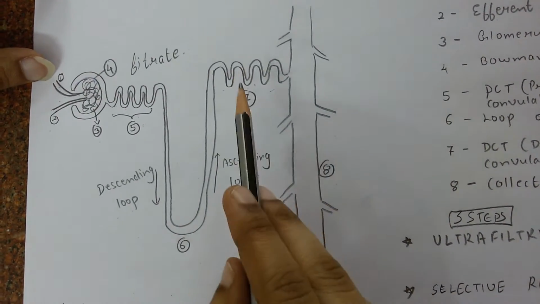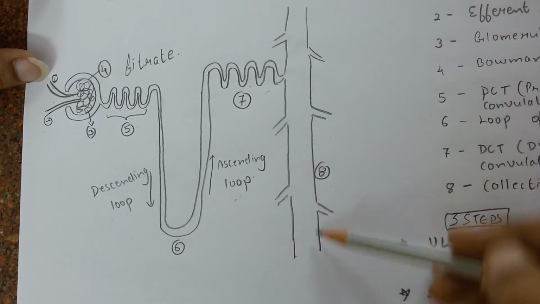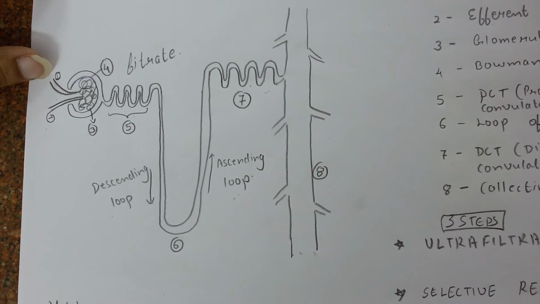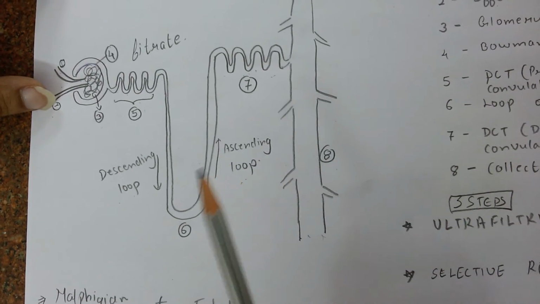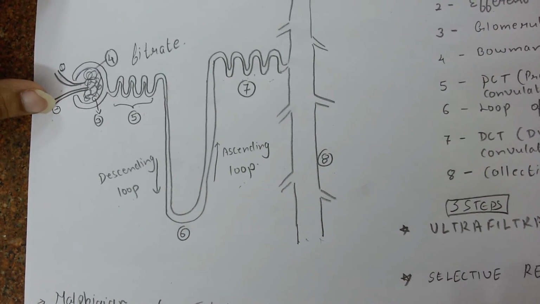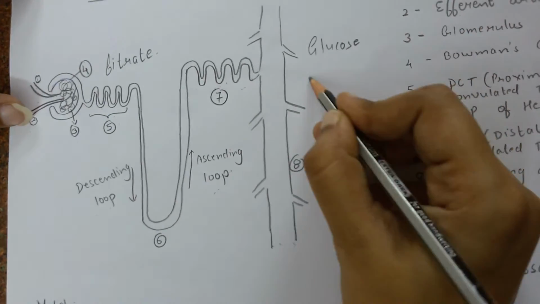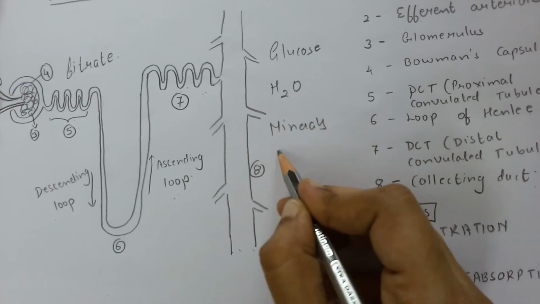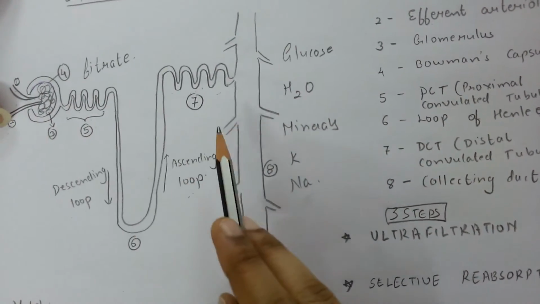in our body. From the distal convoluted tubule, the filtrate will now be passed on to the collecting duct, and from the collecting duct it will be removed from the body. It is very important that important substances are not removed from the body. So absorption of substances like glucose, water, minerals, potassium and sodium has to take place in the entire process.